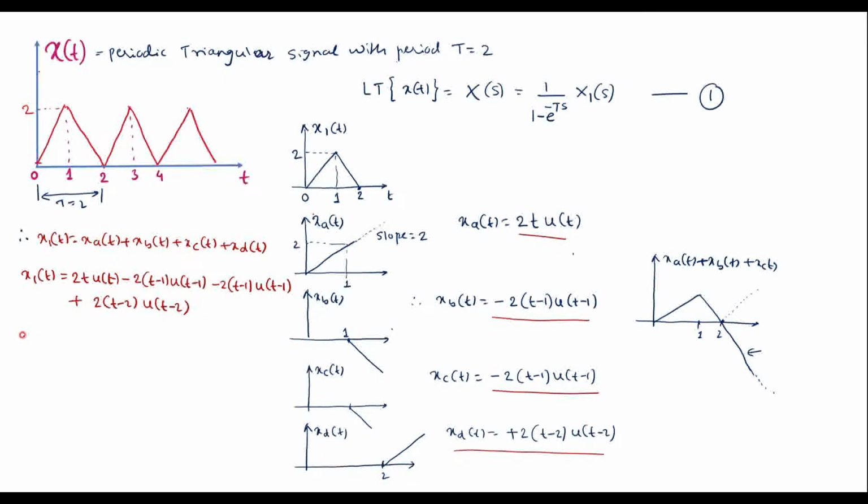So now simplifying this further, I can write x1 of t is equal to 2t u of t, minus, these two are the same terms and will be added up, that is 4 t minus 1 u of t minus 1, plus 2 t minus 2 u of t minus 2.